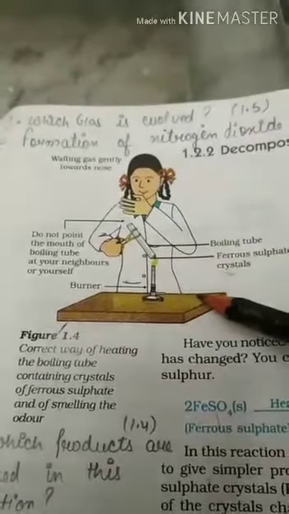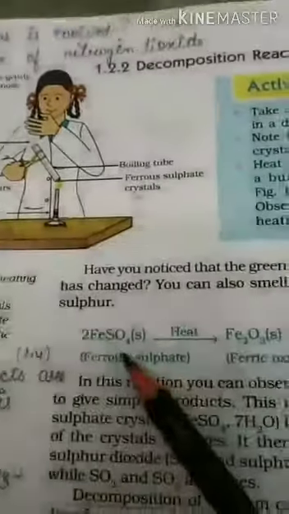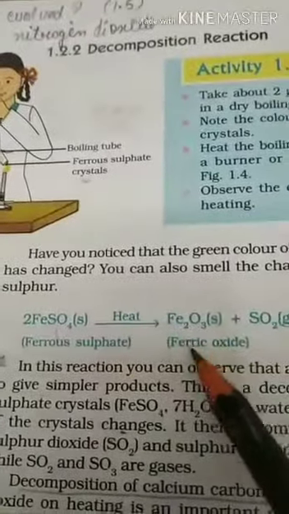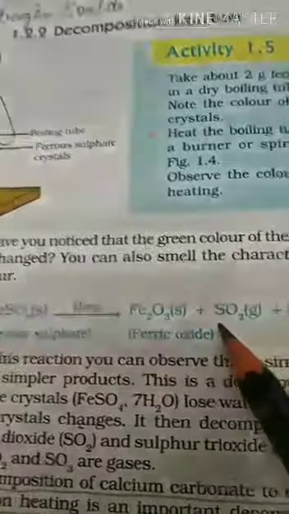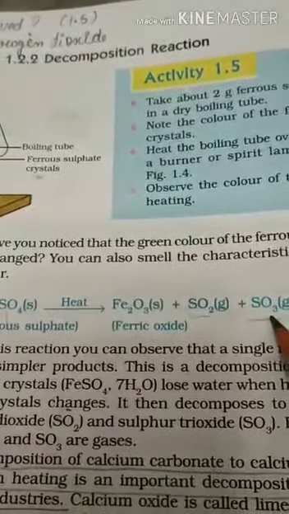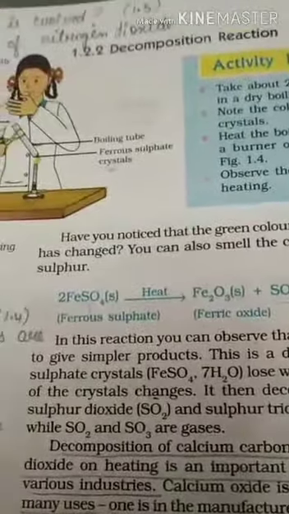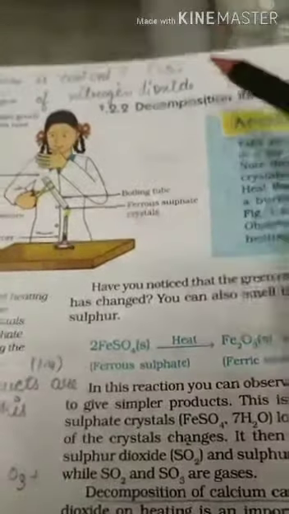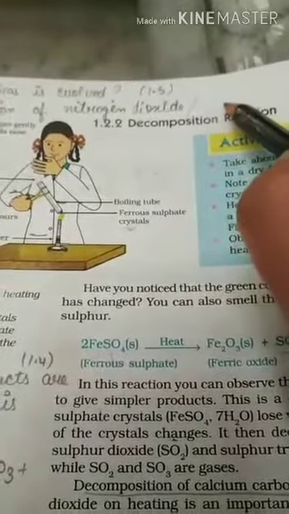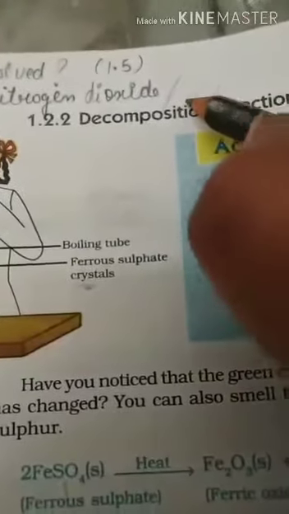The reaction for this equation is FeSO4, that means ferrous sulfate, is heated and forms ferric oxide Fe2O3 plus SO2 and SO3 gases. So in decomposition reactions, two types of gases are evolved: nitrogen dioxide and in some reactions sulfur dioxide.